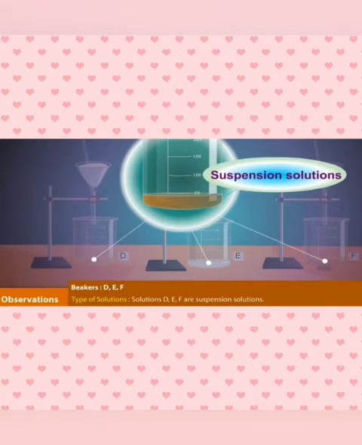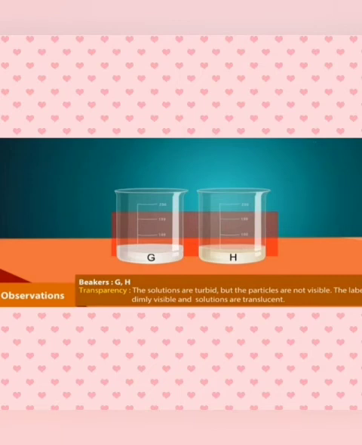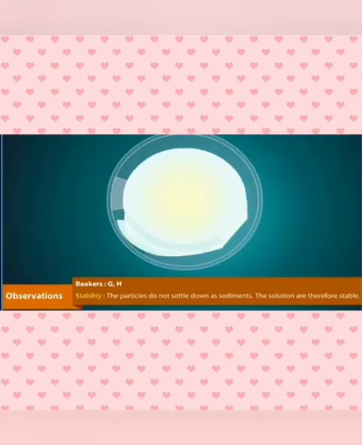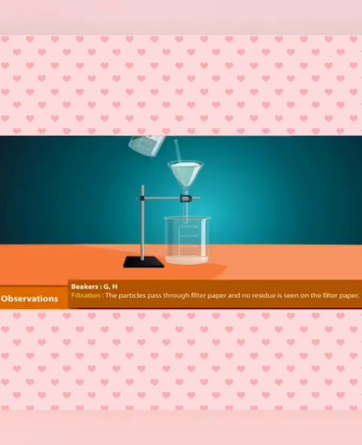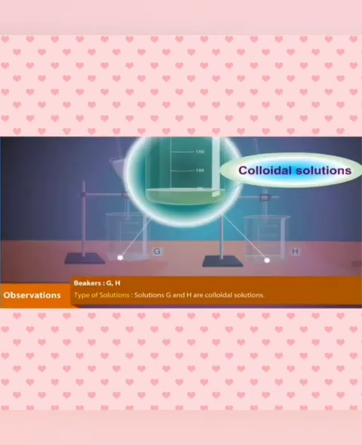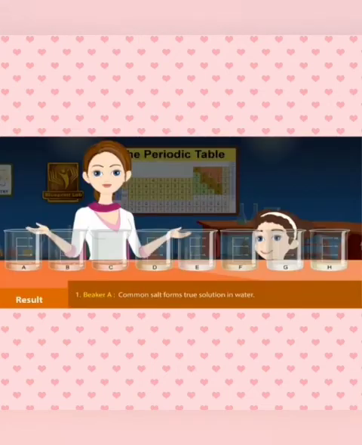When we talk about the last two beakers, G and H, they are turbid, particles are not visible, so they are translucent. They do not settle down as a sediment, so they are stable. In filtration, they can easily pass through the filter paper, so here you cannot see any residue, so they are labeled as colloidal solution. So children, what conclusion or result do we have?